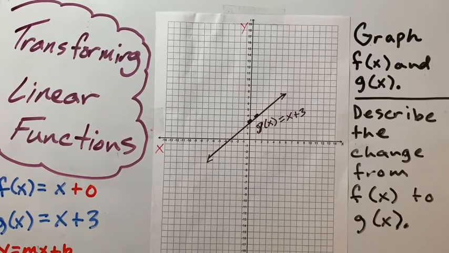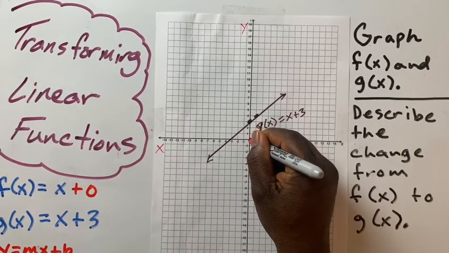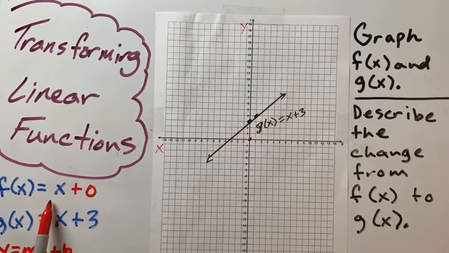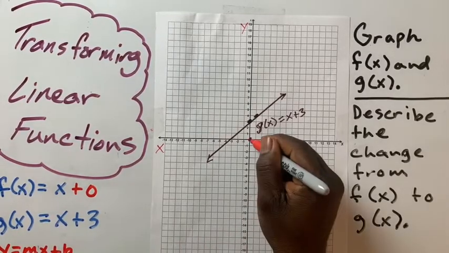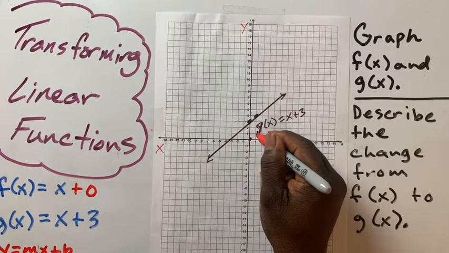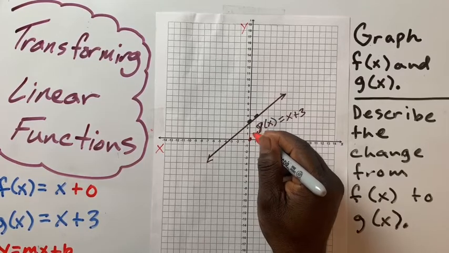All right. Now, let's graph the second equation, which is f of x equals x plus 0. So the y-intercept is 0. The slope is 1, the coefficient in front of x. So we're going to start from the origin. We're going to rise 1 in the positive and then run 1 in the positive. Rise 1 in the y direction, run 1 in the x direction. Plot the second point.